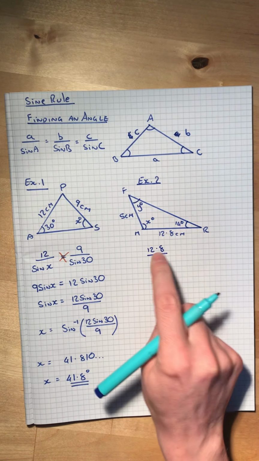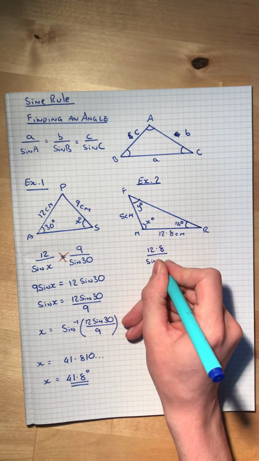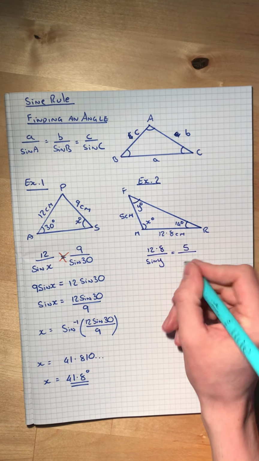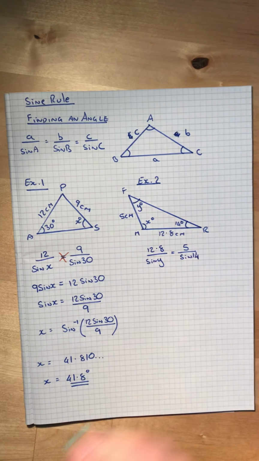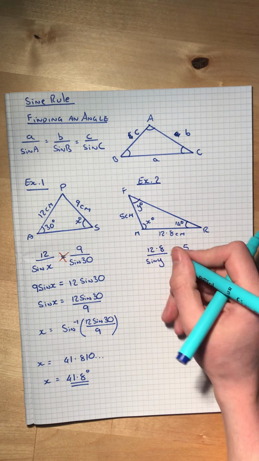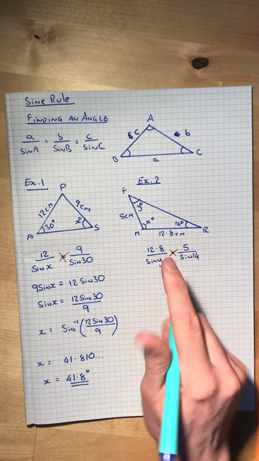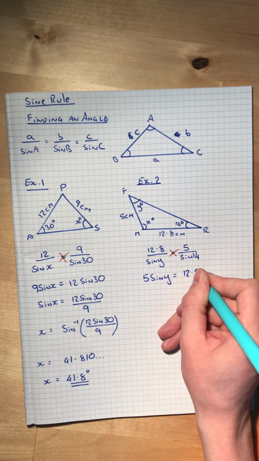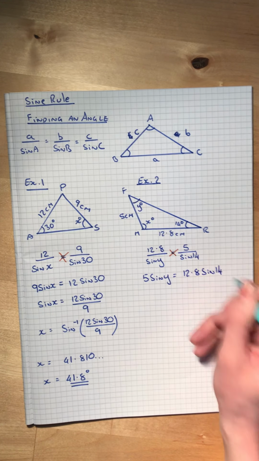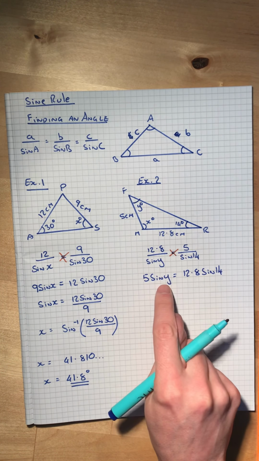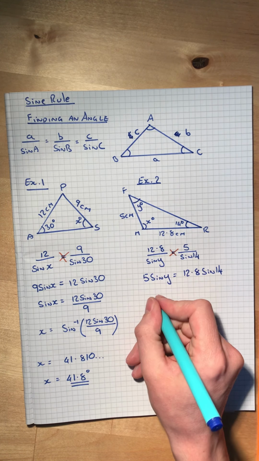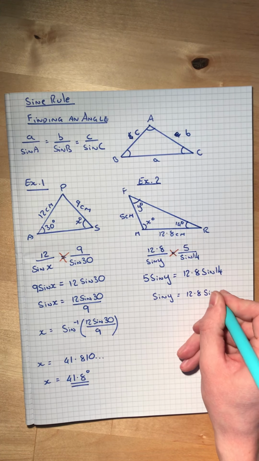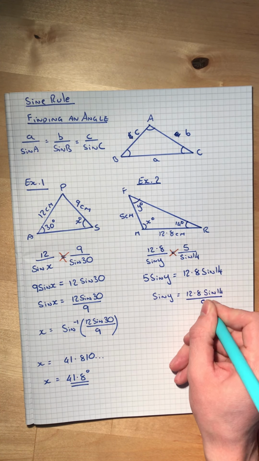12.8 divided by sine y will equal 5 divided by sine 14. So on the bottom of the fraction again, so we can cross multiply, giving us 5 times sine y will equal 12.8 times sine 14. That means sine y will equal 12.8 times sine 14 all over 5.